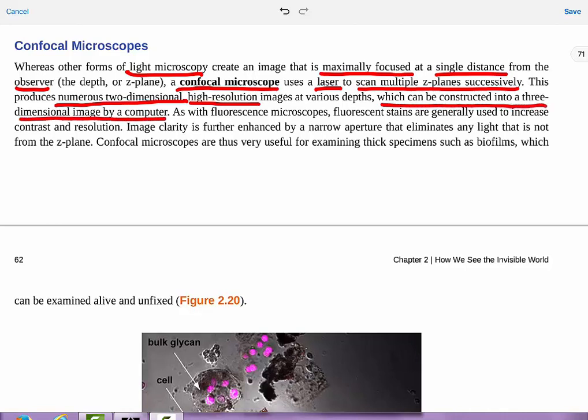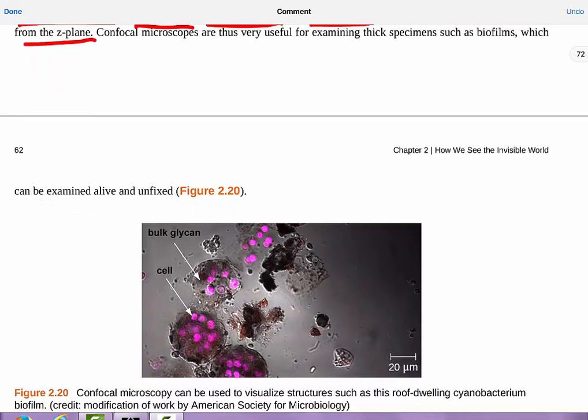a computer. So this isn't something like our Brightfield microscopes that we see often, where you look down into the ocular and you can move things around and see it. This is more of a computer-based microscope. As with the fluorescence microscopes, fluorescent stains are generally used to increase contrast and resolution. Image clarity is further enhanced by a narrow aperture that eliminates any light that is not from the Z-plane. So any light that's not from the plane it's looking at.